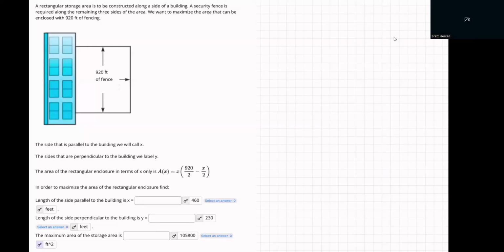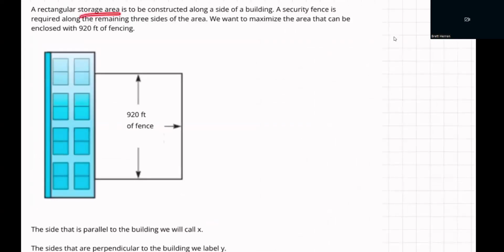A rectangular storage area is to be constructed alongside of a building. Right here, we're putting a storage area alongside of a building. A security fence is required along the remaining three sides of the area. We want to maximize the area that can be enclosed with 920 feet of fencing.